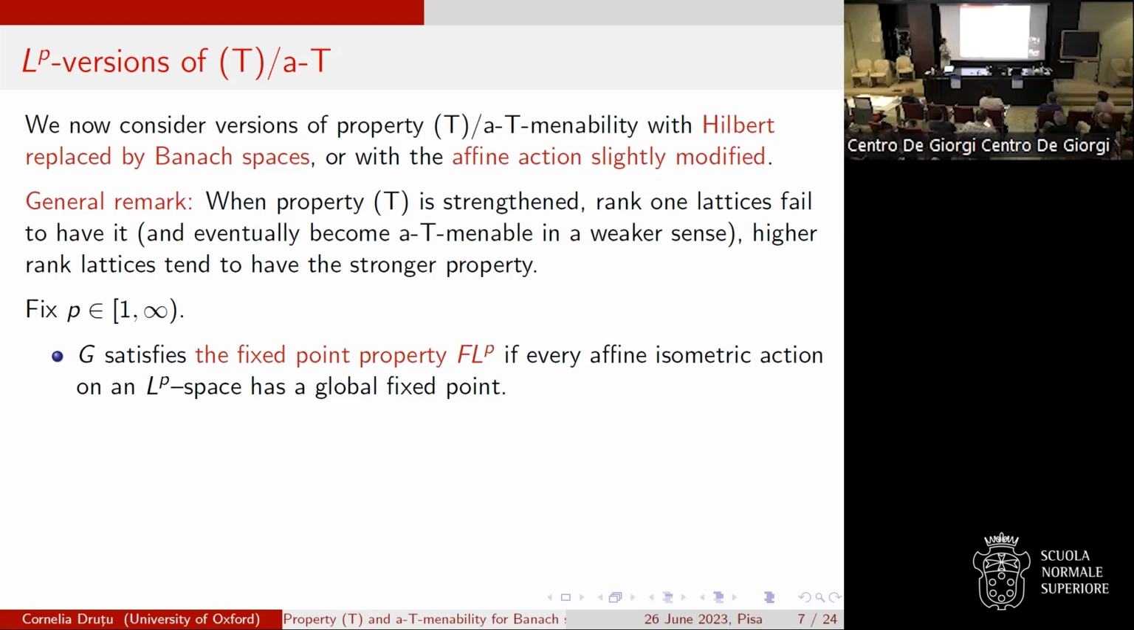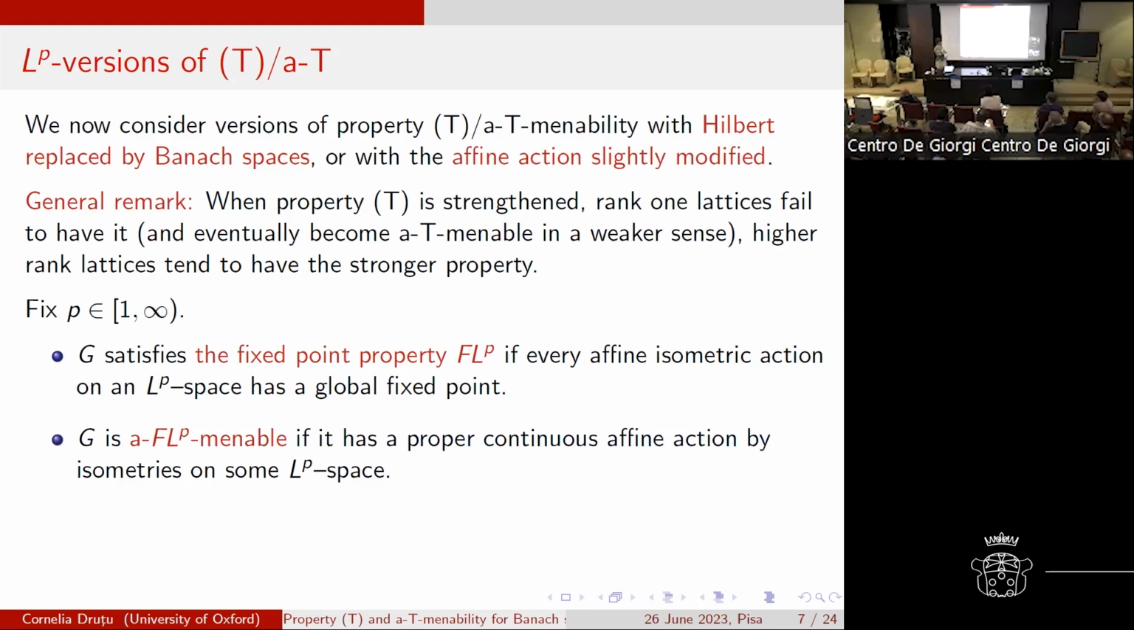So if we fix any P in the range between 1 and infinity, actually it also makes sense to discuss the case of P larger than 0, but I will just restrict most of the time to this. We say that G satisfies the fixed point property FLP if every affine isometric action on an LP space has a global fixed point. So it's really like what we used to have for Hilbert spaces, but for LP spaces. And the opposite, A-FLP-menability, corresponds to having a proper action by affine isometries on an LP space.